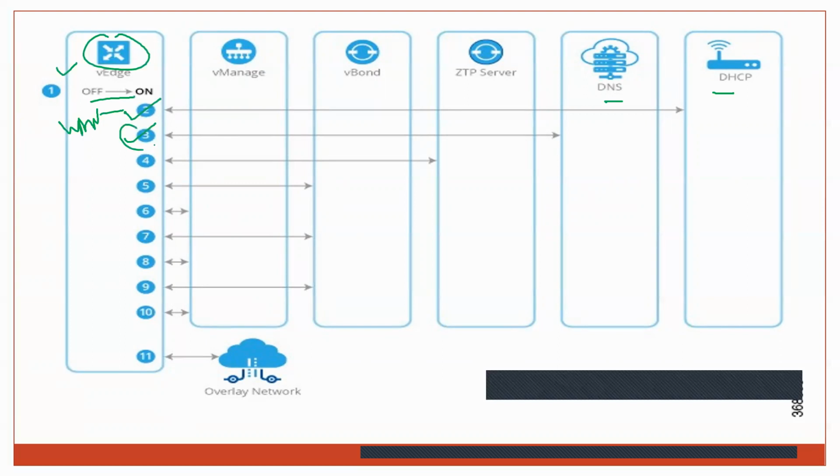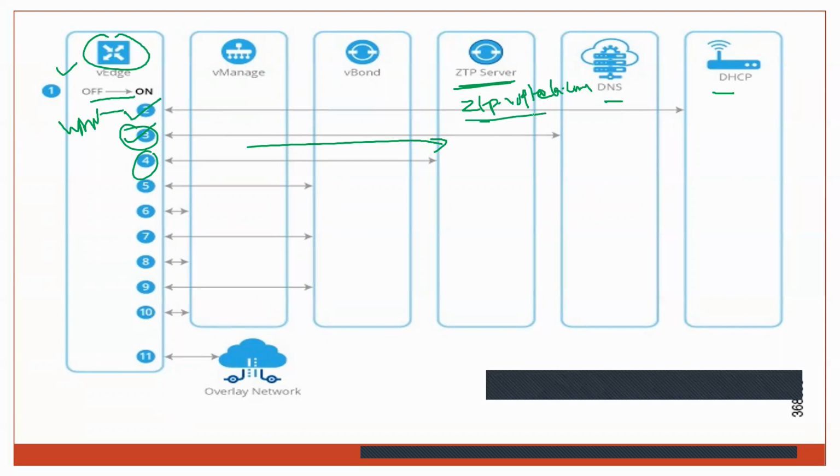Now, once it has the information on how to reach the ZTP server, here you can see the ZTP server, something like ztp.viptela. Initially, it was like that, viptela.com. So there it can go and reach that particular server.